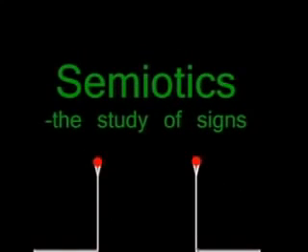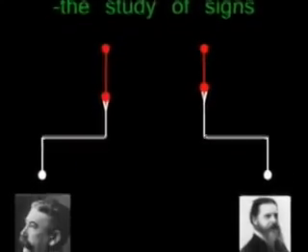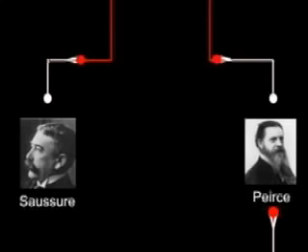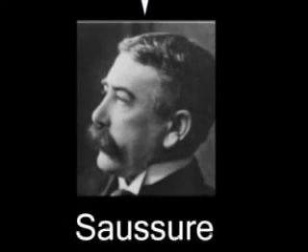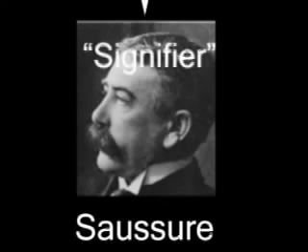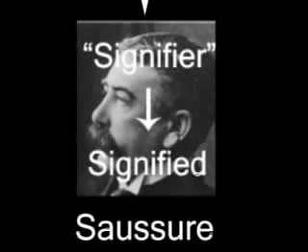Semiotics, the study of signs. This science was proposed in the early 1900s by Swiss linguist Ferdinand de Saussure and the American pragmatist Charles Sanders Peirce. Saussure argued that there was no inherent or necessary relationship between that which carries the meaning, the signifier, usually the word or symbol, and the actual meaning which is carried, the signified.